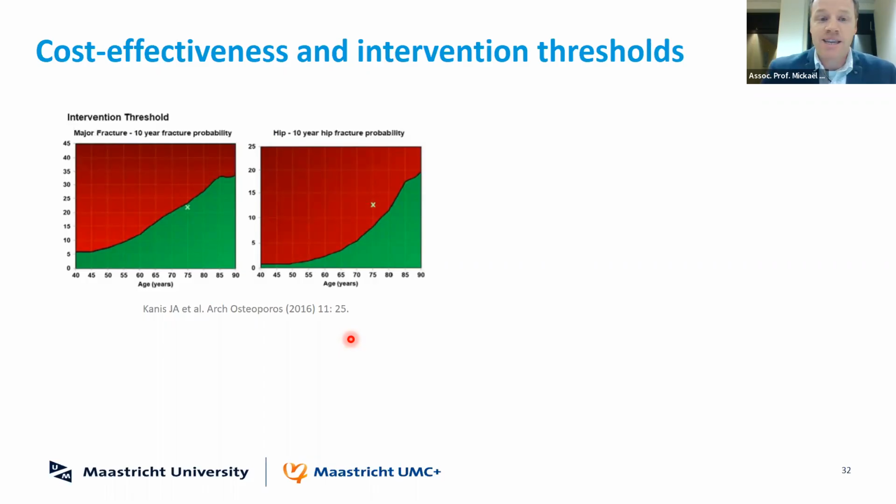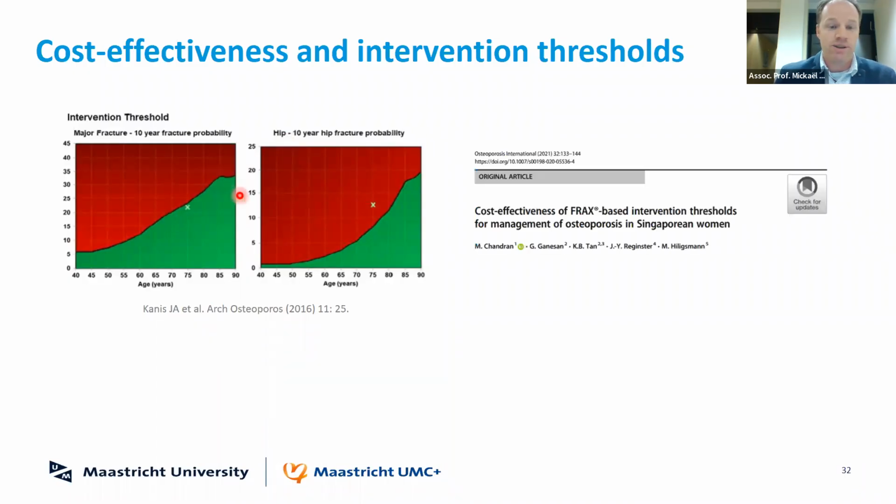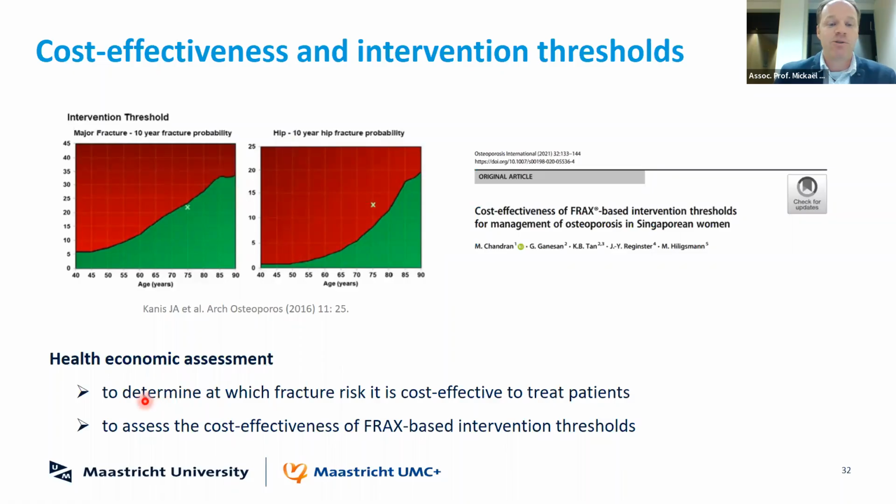Other health economics analyses have been conducted, for example, to derive intervention thresholds. For example, on this slide, the famous figure from John Kanis showing the risk of major fractures and of hip fracture at which it is cost-effective to treat osteoporotic patients. Health economic assessment has been used to determine at which fracture risk it is cost-effective to treat patients. In another work with Manju Chandran as first author, we also looked at the cost-effectiveness of FRAX-based intervention thresholds to assess if FRAX-based thresholds are cost-effective or not.